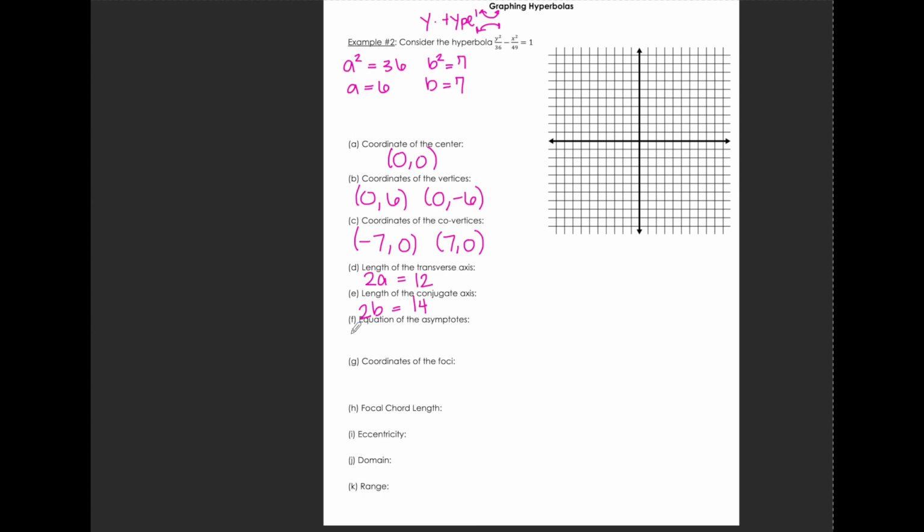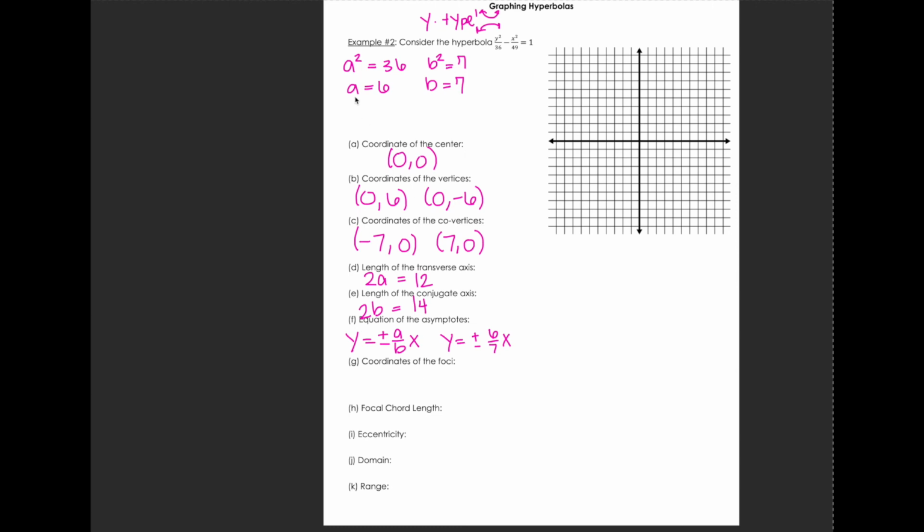The equation of the asymptotes, since this is a y-type, is plus or minus a over b times x. So the equation of my asymptotes is plus or minus 6 over 7x. So I have two asymptotes, y equals positive 6 over 7x and y equals negative 6 over 7x. For the coordinates of the foci, I need to figure out what the c value is.